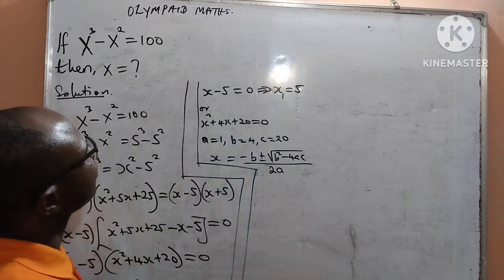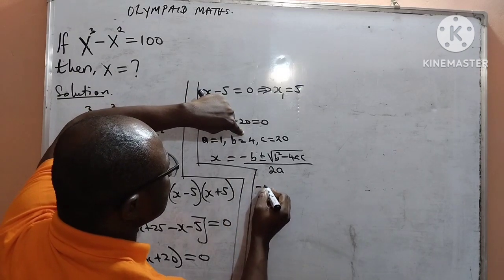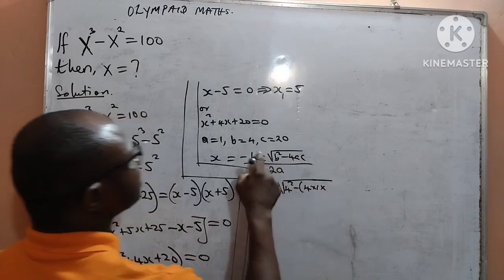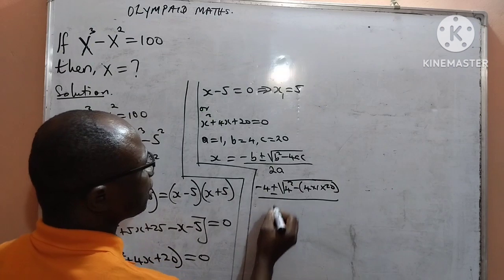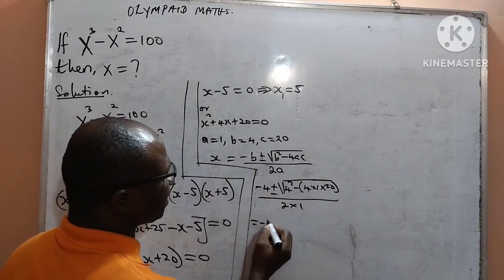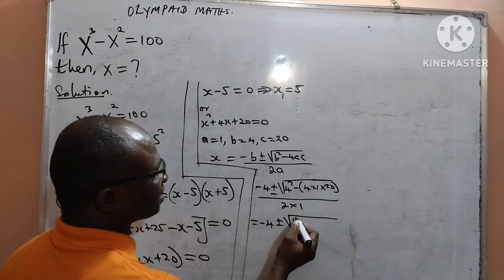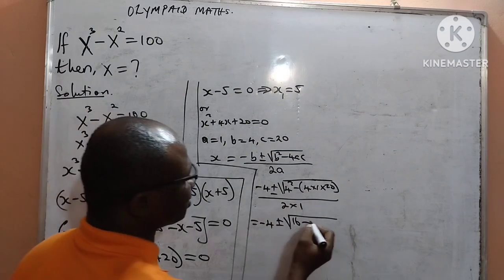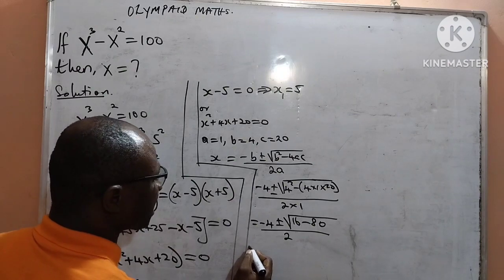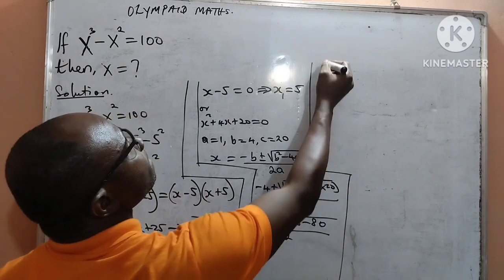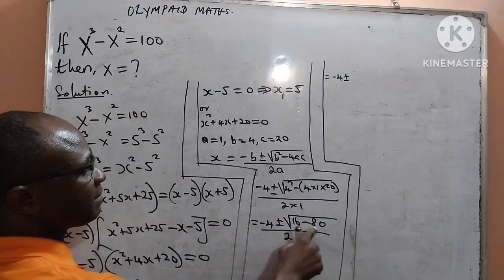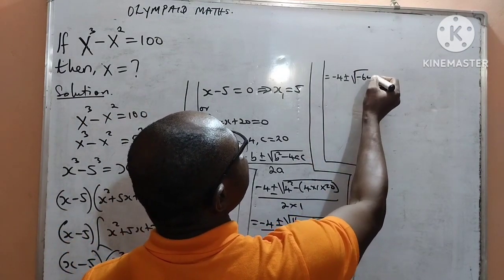Beautiful. Moving on, I replace the value of b, which is 4. I have minus 4, then plus or minus the square root of 4 squared minus 4 multiplied by a, which is 1, multiplied by c, which is 20. Everything divided by 2a, and my a is here 1. We keep on moving. This is now going to give me minus 4 plus or minus the square root of 4 squared, which is 16, minus 4 times 1 is 4, times 20 is 80, everything all over 2 times 1, which is 2. Solving forward, I have minus 4 plus or minus the square root of 16 minus 80, which is the square root of minus 64, all over 2.